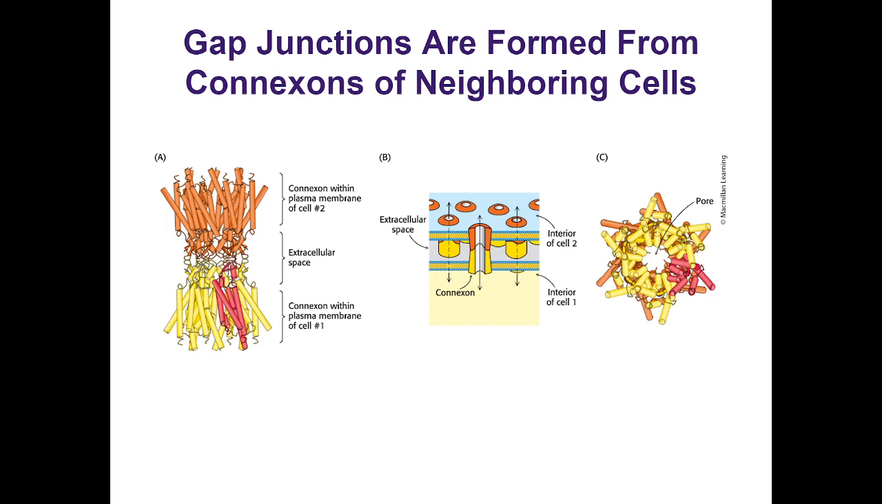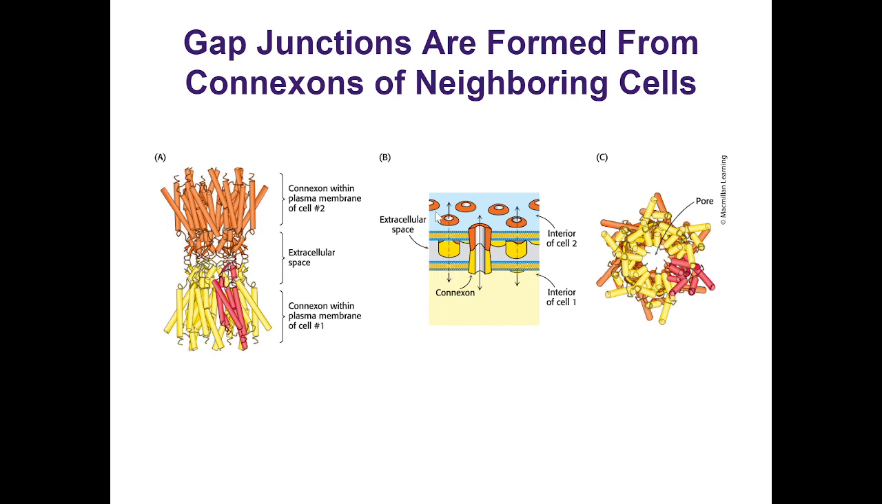Okay, so the gap junctions are going to be formed from the connexins of neighboring cells. And so here we see 2 connexins. This connexin within the plasma membrane of cell 2, connexin with plasma membrane of cell 1. This right here would be your extracellular space. It's the space between the membranes, right? Notice that your proteins do extend through to that space. See that? We're literally going to make little tunnels. Okay?